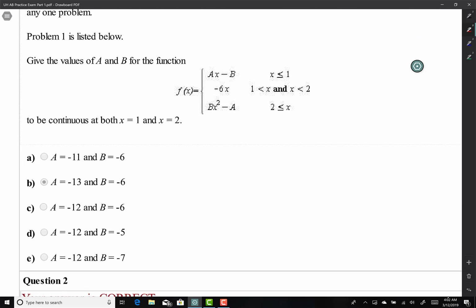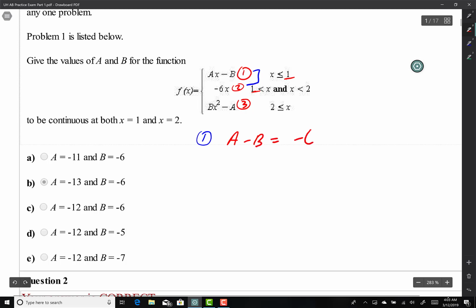Problem 1. Give the values of a and b for the function to be continuous at both 1 and 2. So if you want to be continuous at 1, I'm going to call that equation 1, equation 2, and equation 3. If you want to be continuous at x equals 1, equations 1 and 2 must be the same y value. So here's equation 1, not to be confused with x equals 1. I'm going to plug in a 1 for x. So I have a minus b better equal negative 6. That's a y value, so it better equal that.